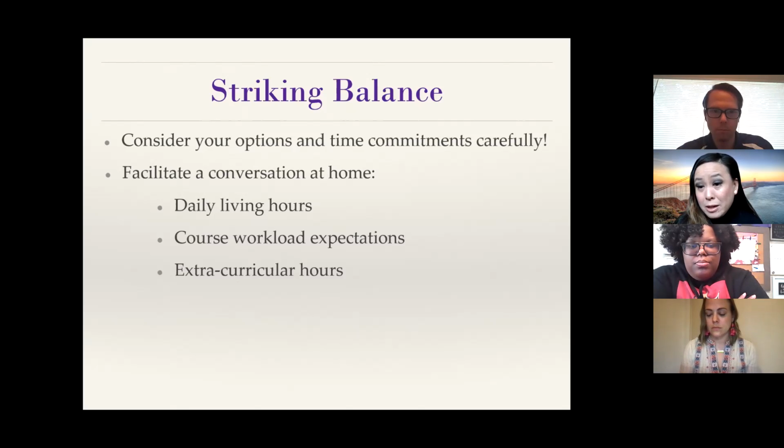One is your daily living, right? So how many hours of sleep are you getting? How much family time you're getting? How much friend time, etc. And then your workload expectation, right? So your homework, and that's where the balance is. Like how many classes are you taking that, maybe some could be more rigorous than others, and how are you balancing out that load, right?